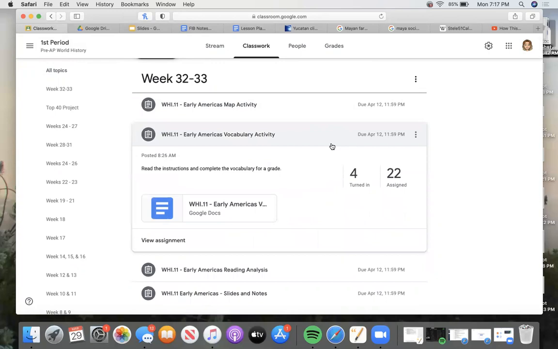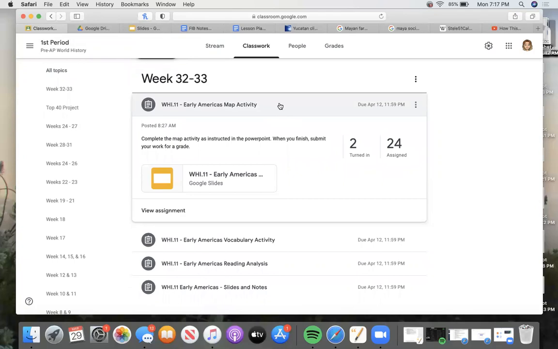You'll then have an Early Americas vocabulary activity. This is like all the vocabulary activities from the other units. You will create a PowerPoint. You will define the word, find a picture to represent the word, and then you will, of course, cite your sources. And then finally, you have an Early Americas math activity. This helps you get acquainted with the geography of Mesoamerica.